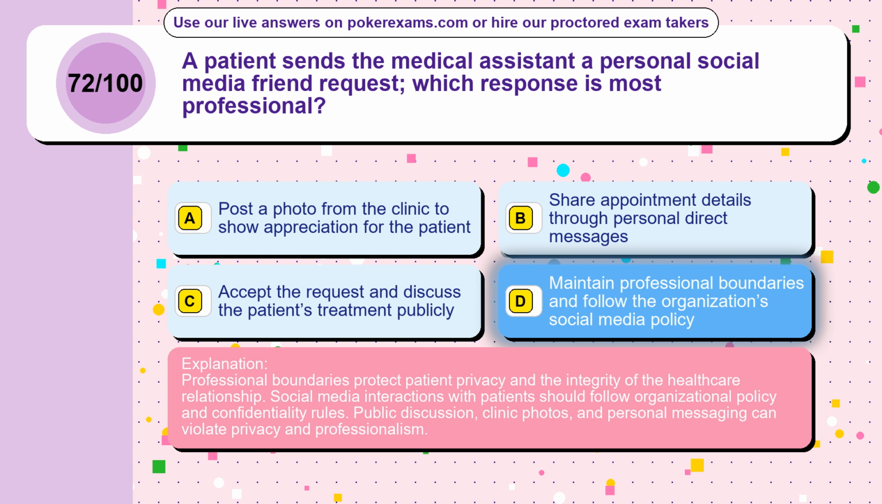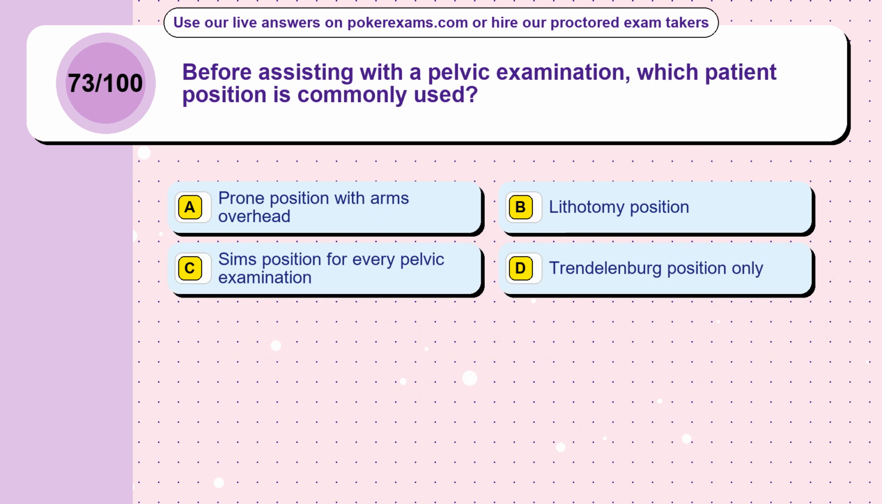Public discussion, clinic photos, and personal messaging can violate privacy and professionalism. Question 73. Before assisting with a pelvic examination, which patient position is commonly used? Option A. Prone position with arms overhead. Option B. Lithotomy position. Option C. Sims position for every pelvic examination. Option D. Trendelenburg position only.